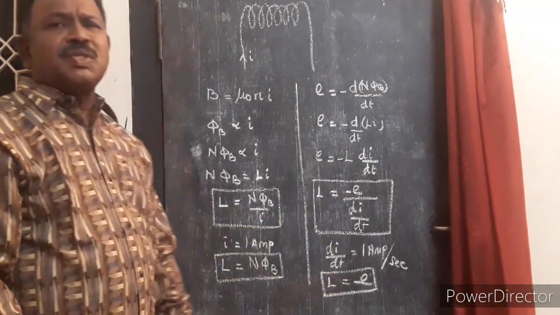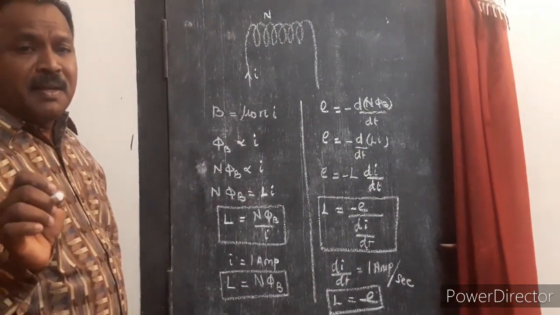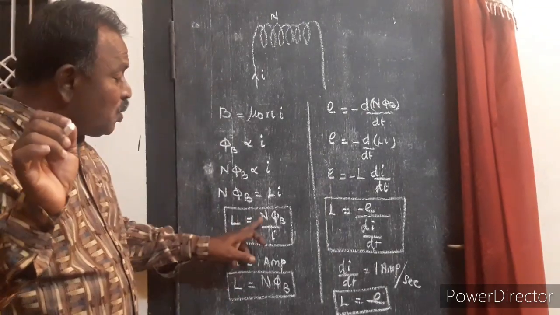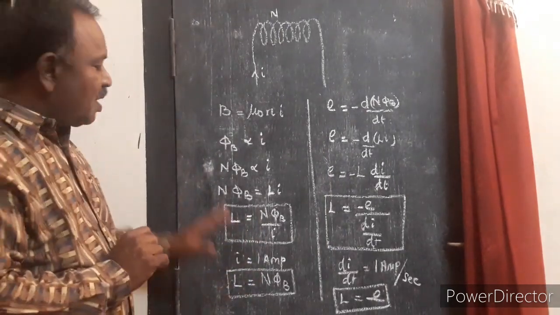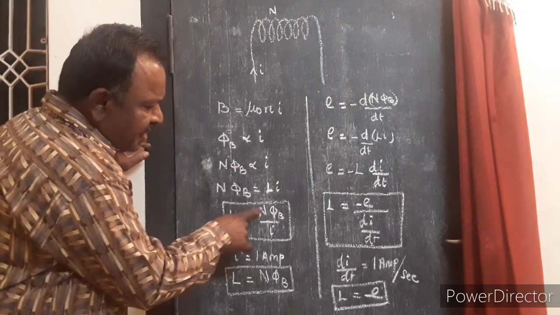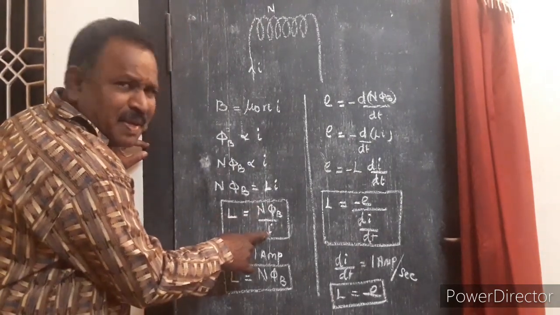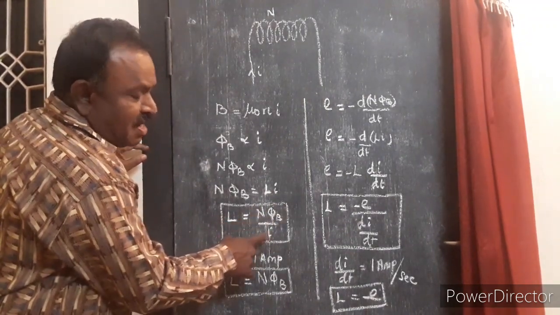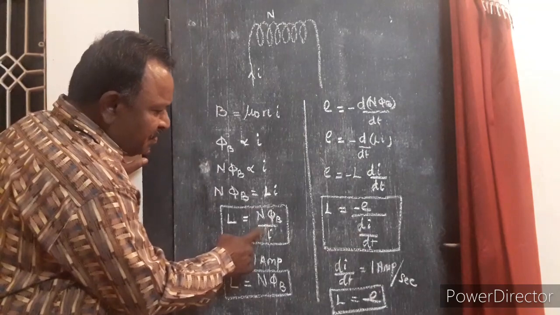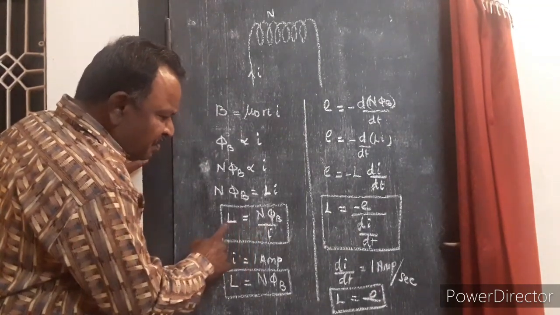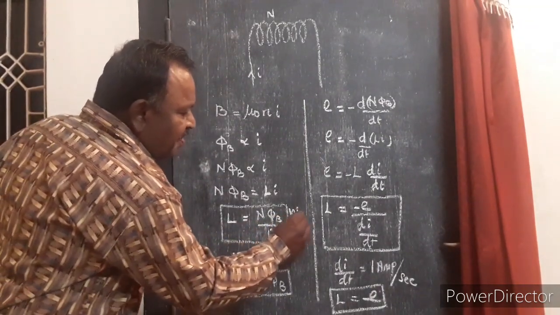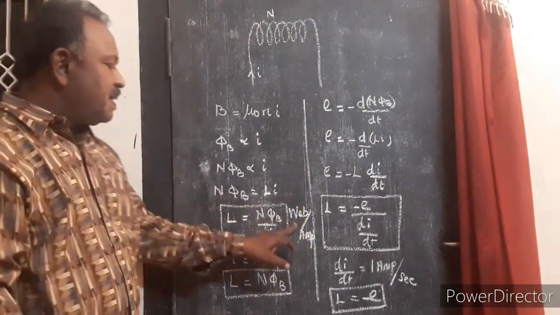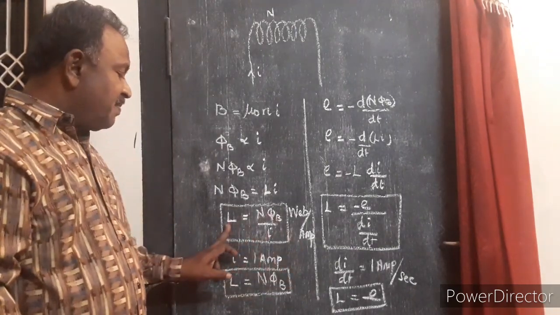From this expression also we can obtain the unit of self-inductance. So what is self-inductance here? It is the ratio of flux linkage to the ampere current. So flux linkage is measured in Weber, current is measured in ampere. So this equation tells that the unit of self-inductance is Weber per ampere.